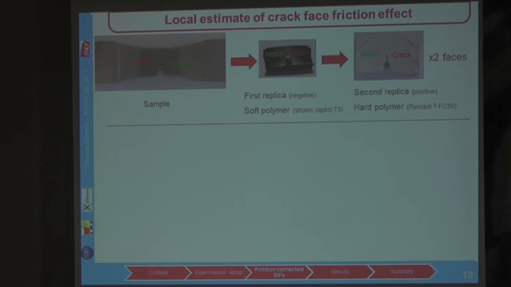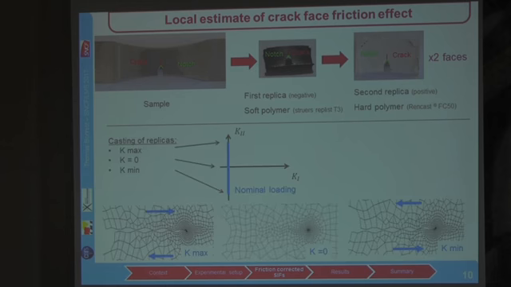The first replica is cast, which is a negative of the surface. And we can then cast a second one, which will be a positive of the surface. And these replicas have to be cast for the maximum and minimum load in order to get the total amplitude of the sliding displacement.